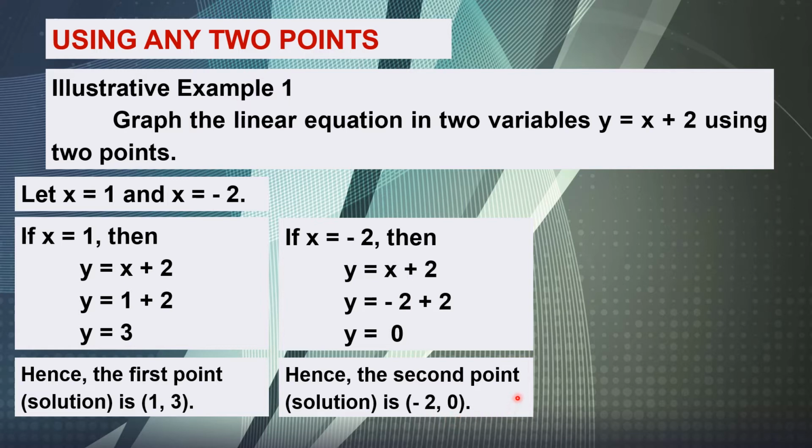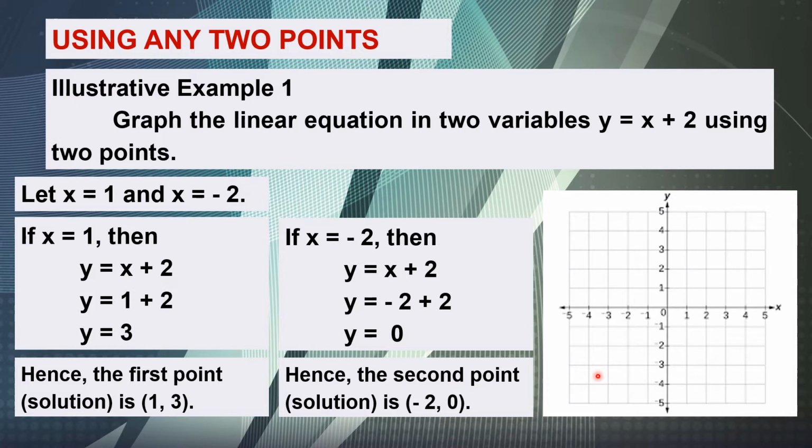Ngayon, igagraph na natin siya using the Cartesian plane. So, laging unahin ang ating x values. Titignan natin siya sa x-axis or the horizontal number line. And then, yung y natin na 3 ay titignan naman natin sa y-axis or the vertical number line. So, itatapat natin yung ating points sa 1, 3. So, nasan yung 1 sa x-axis? Andito siya. So, nasan yung 3 sa y-axis? Andito naman. So, itatapat natin yung ating points sa positive 1 at positive 3 sa y-axis.